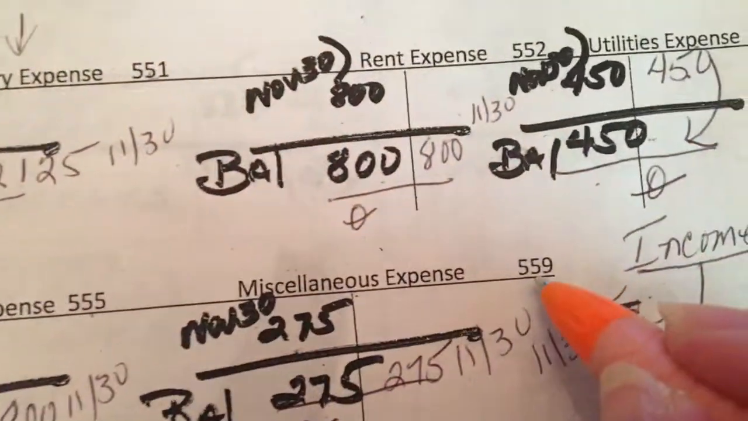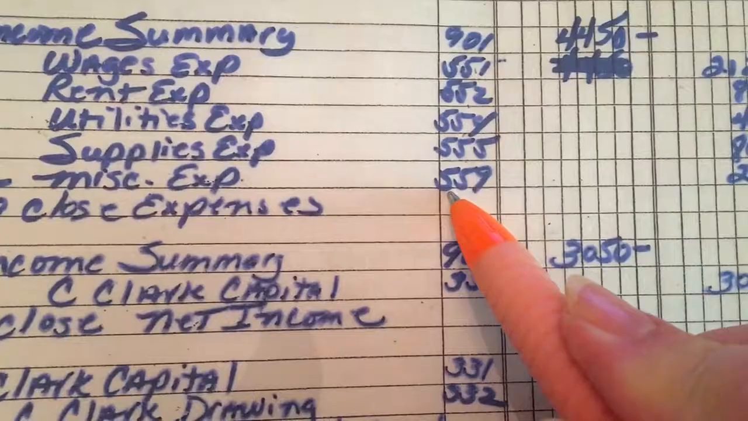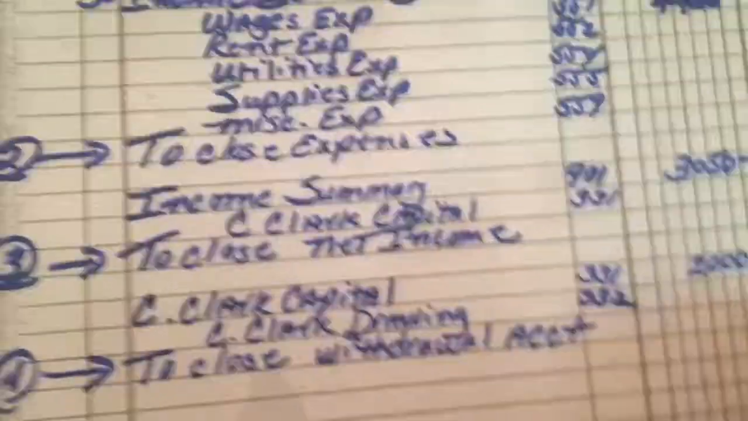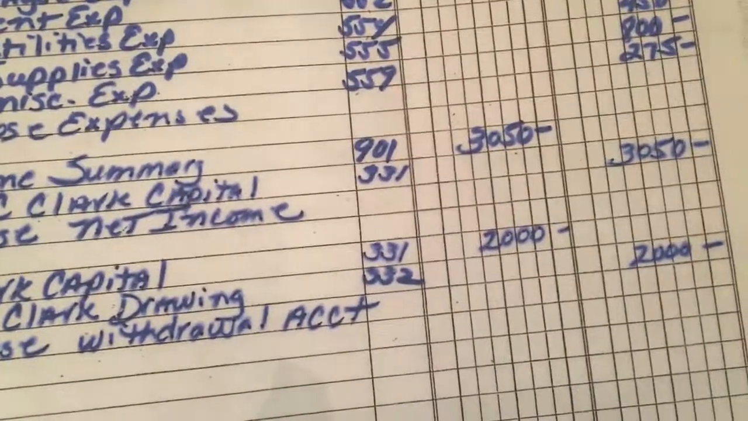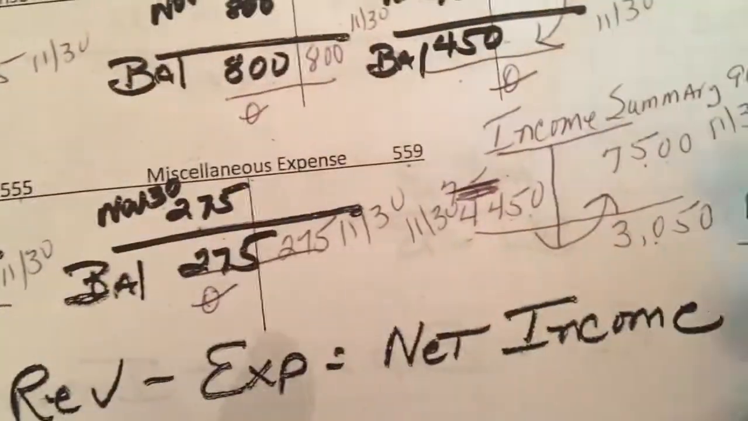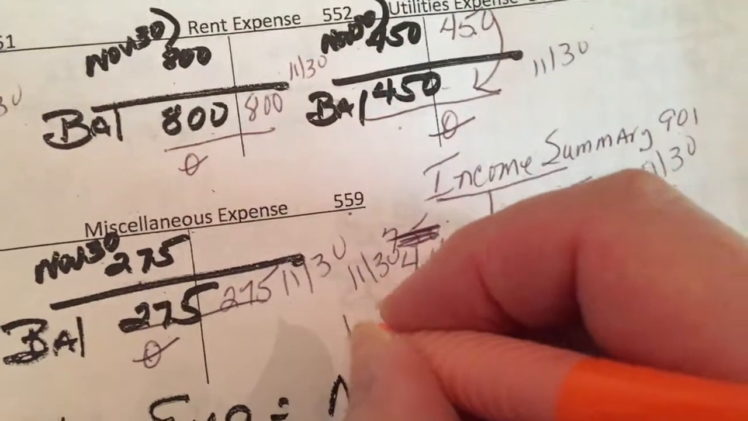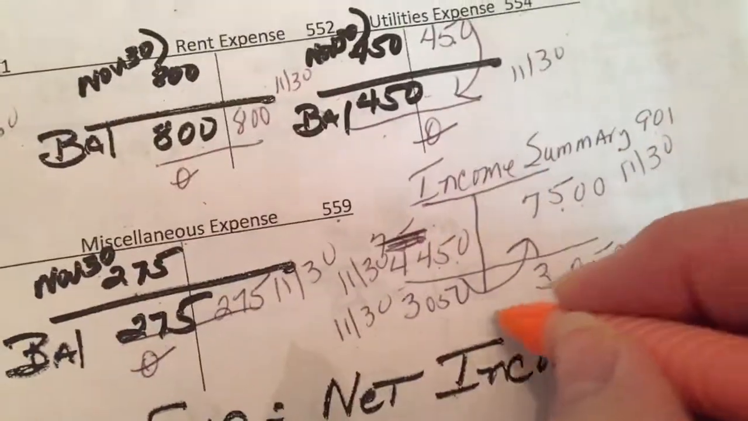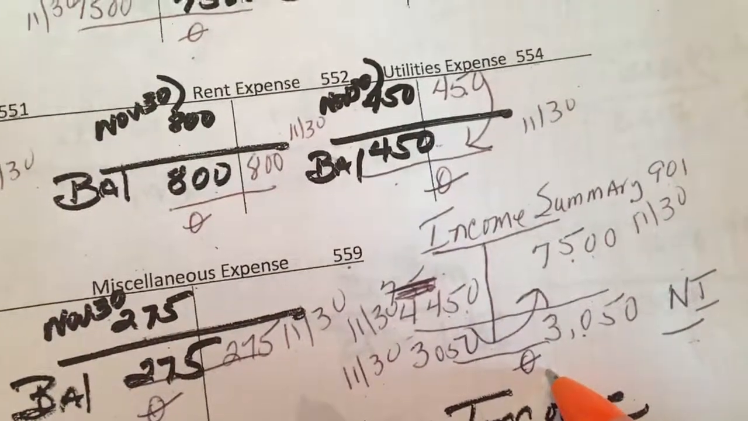Zero balance. Number 559 is carried back right here. Okay, now in the third journal entry, income summary, $3,050. We want a debit. That's going to be on November 30th. And what you've just done is you've closed out the income summary account.